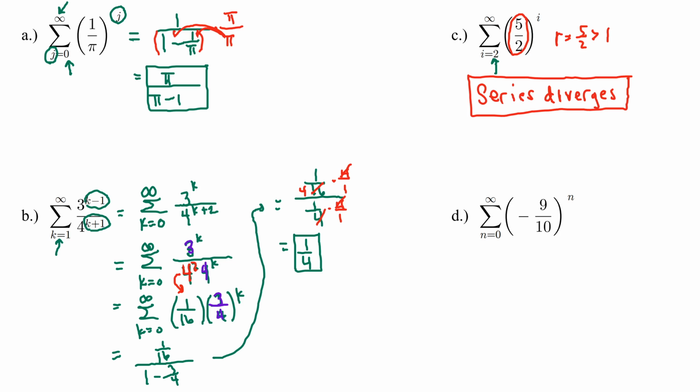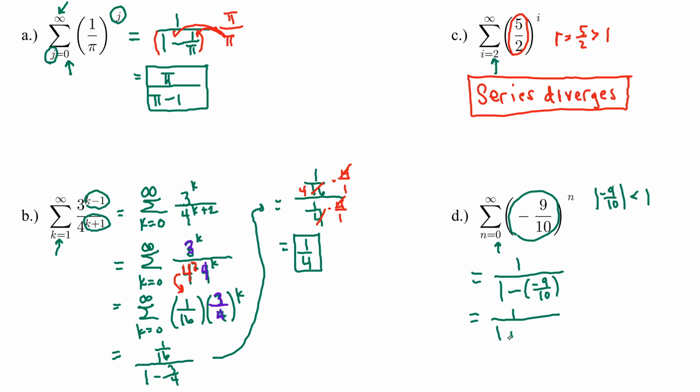Example D is also a little bit different. Notice in this case, the ratio is negative. The absolute value of that ratio, however, is less than 1, so the formula applies. Also, check that lower index of summation. It is 0, so we are good to go to apply our formula. So we have a over 1 minus r. r happens to be a negative number, but that's no big deal. We can plug it in directly.